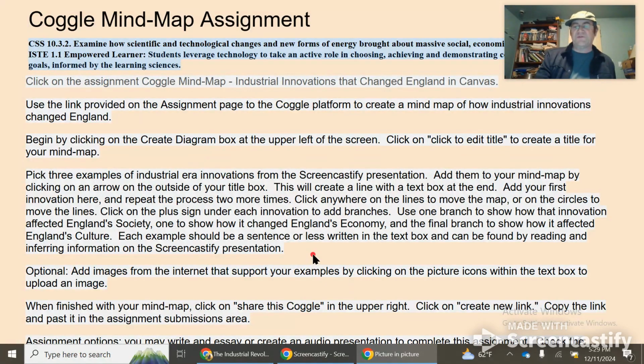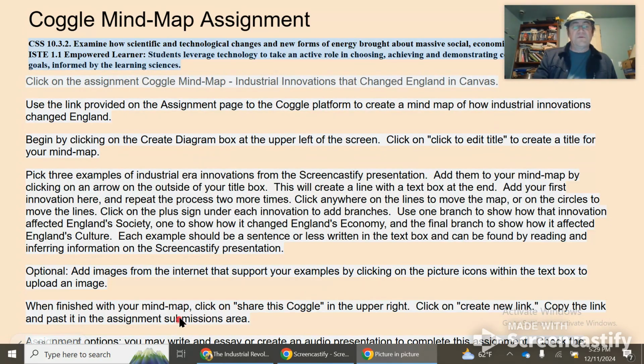Use one branch to show how that innovation affected England's society, one to show how it changed England's economy, and the final branch to show how it affected England's culture. Each example should be a sentence or less, written in the text box, and can be found by reading and inferring information from the PowerPoint portion of this presentation. To be creative, you can add images from the internet that support your examples by clicking on the picture icon within the text box to upload an image.